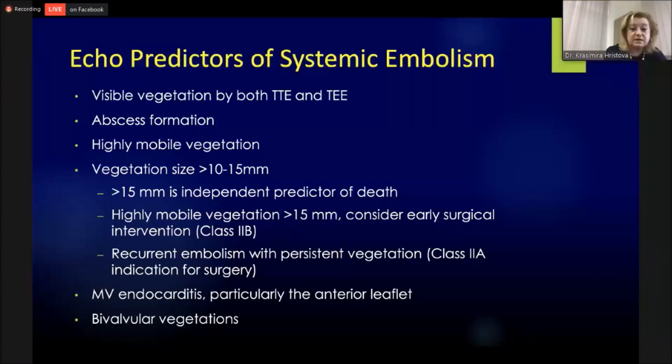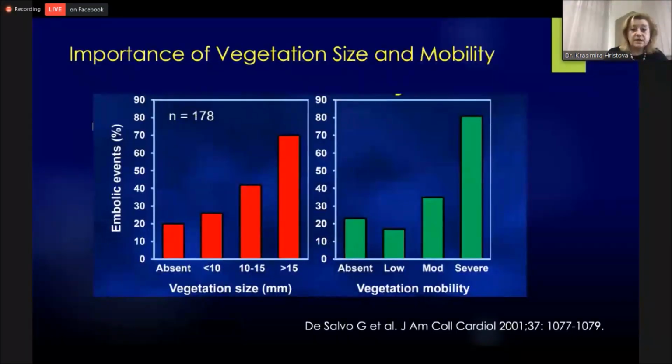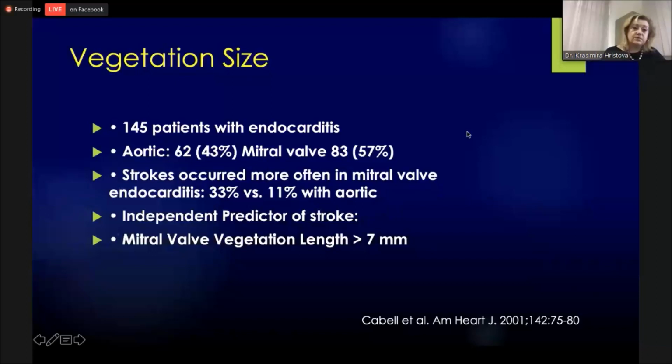It's in the guidelines. Recurrent embolism, which persists with the vegetation, is also an indication for surgery. Mitral valve endocarditis, particularly on the anterior leaflet, is very often associated with systemic embolism, and also biventricular vegetation. We can see that vegetation sizes more than 15 millimeters carry a high risk of embolic events, and when we have more than one vegetation on a leaflet, or more than one leaflet involved, there is also a high risk of embolism.